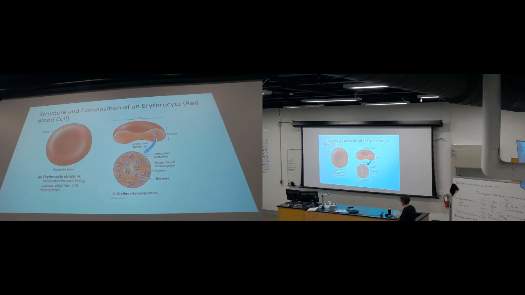Now, because these cells don't have a nucleus and they don't have organelles, they cannot repair. Erythrocytes, once they are broken, they're totaled. The lifespan of an erythrocyte is 120 days. Erythrocyte is the other name for red blood cells.